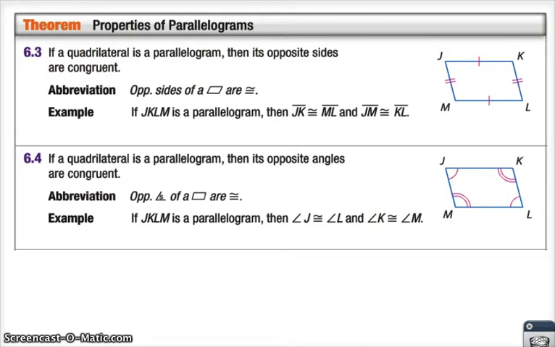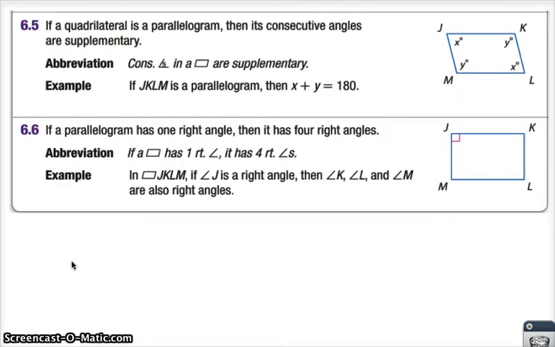The other one is opposite angles being congruent. If opposite angles in a quadrilateral are congruent, we know it's a parallelogram, and if it's a parallelogram, we know opposite angles are congruent. Just kind of easy to pair up with this one. So that's nice. Next one, consecutive angles are supplementary. I think this one's a little bit easier to see.